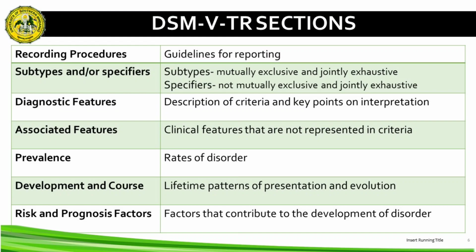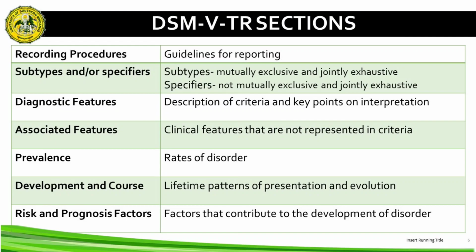Yung prevalence naman describes the rate of the disorder in the community. Most often, ito ay 12-month prevalence, although for some disorders, point prevalence is noted. Prevalence estimates are also provided sa age group, sa ethno-racial cultural group, and if possible, meron din sa sex ratio. Yung development course naman, nag-describe ng typical lifetime patterns of presentation and evolution of the disorder.